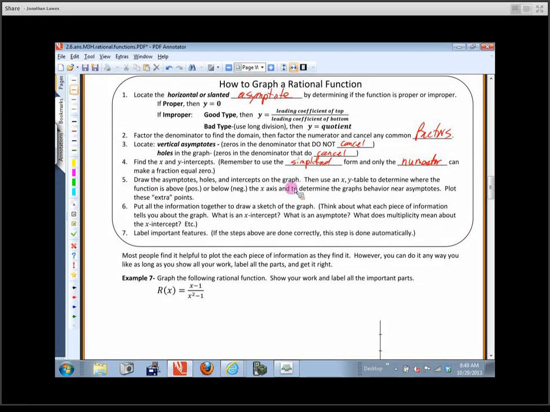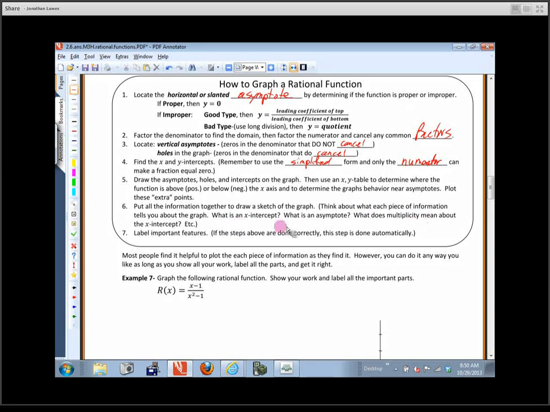So we'd actually draw those on the graph and label them. We're going to use an XY table to determine whether the function is above the x-axis or below the x-axis. And we're going to plot those extra points that we find. We're going to basically put all that information together to sketch the graph, and this is where we really need to think and use some logic.